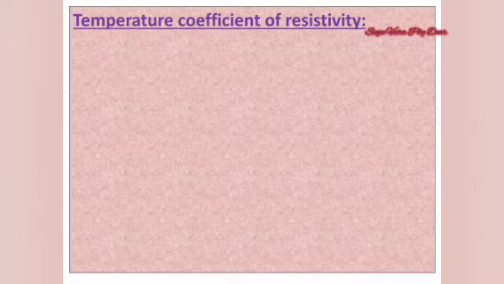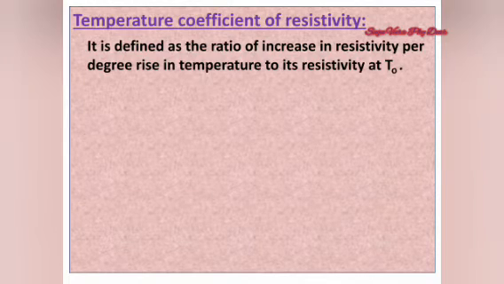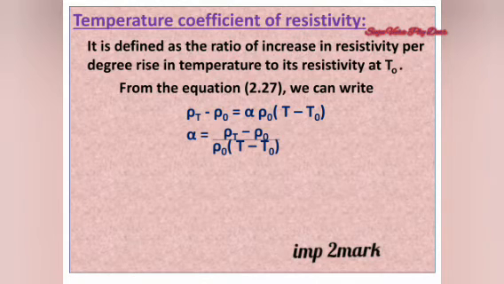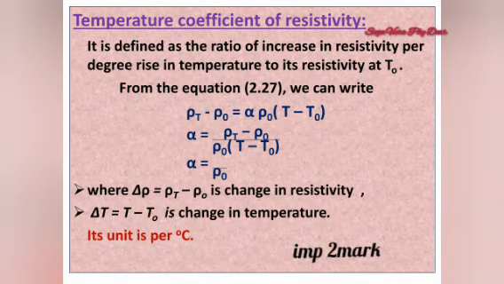Temperature coefficient of resistivity is defined as the ratio of the increase in resistivity per degree rise in temperature to its resistivity at T naught. From the previous equation, we can write rho T minus rho naught equals alpha rho naught times T minus T naught. We can rewrite this equation as alpha equals rho T minus rho naught divided by rho naught times T minus T naught.